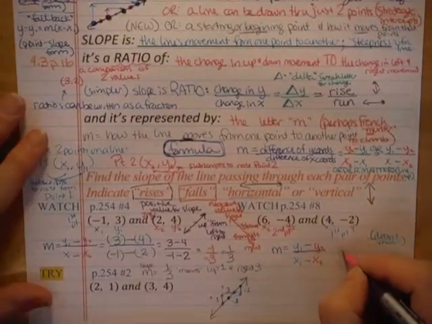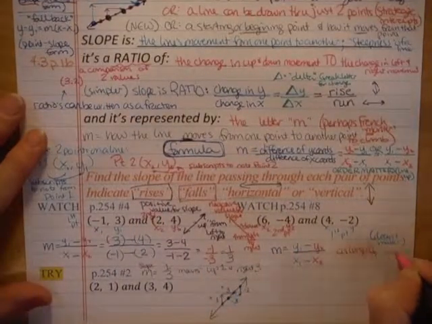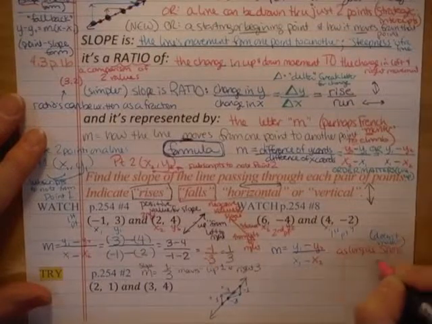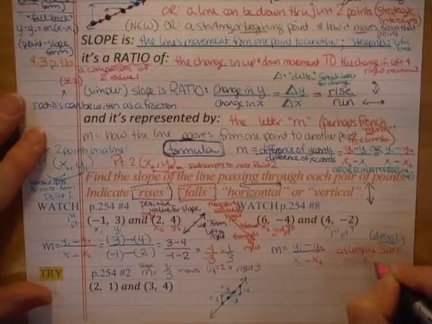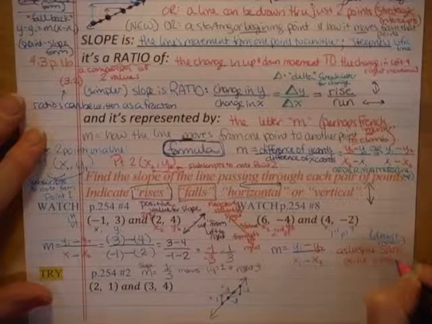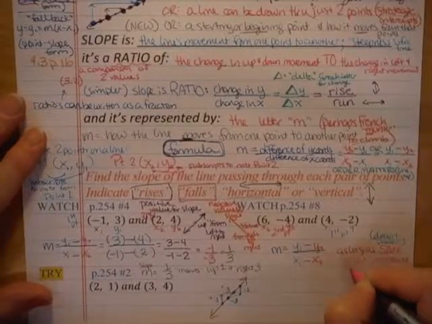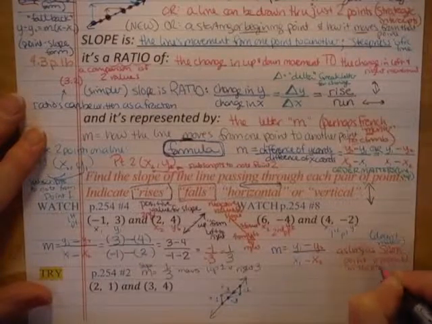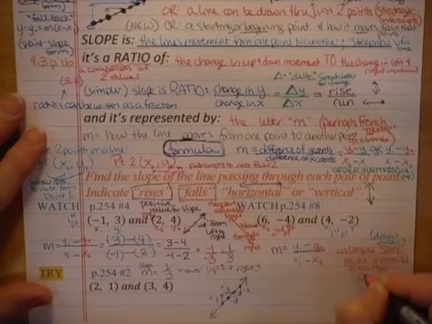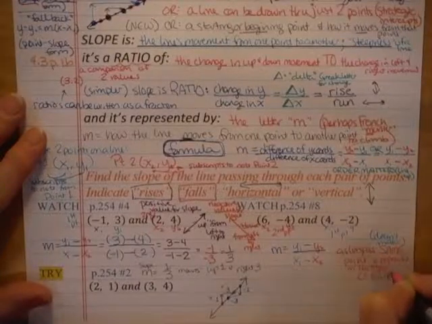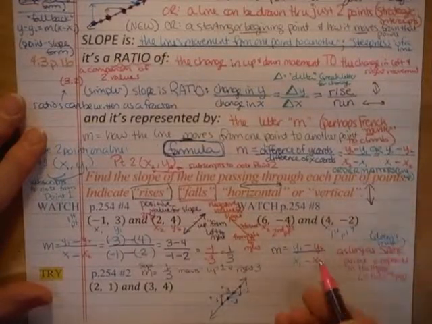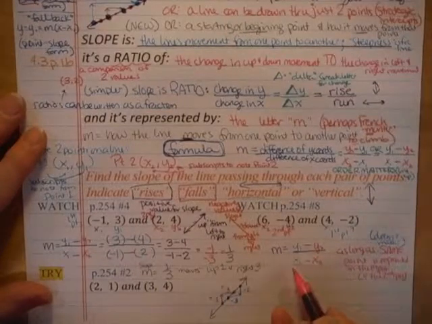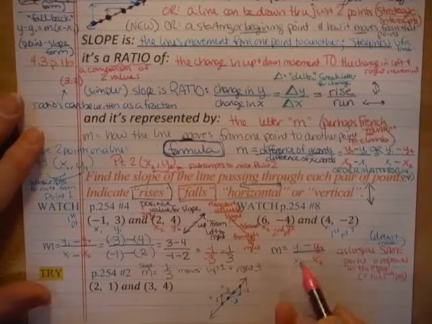Okay, so as long as the same point is represented in the first spot and the second spot, meaning the first item that you have in your subtractions, top and bottom, come from the same point.